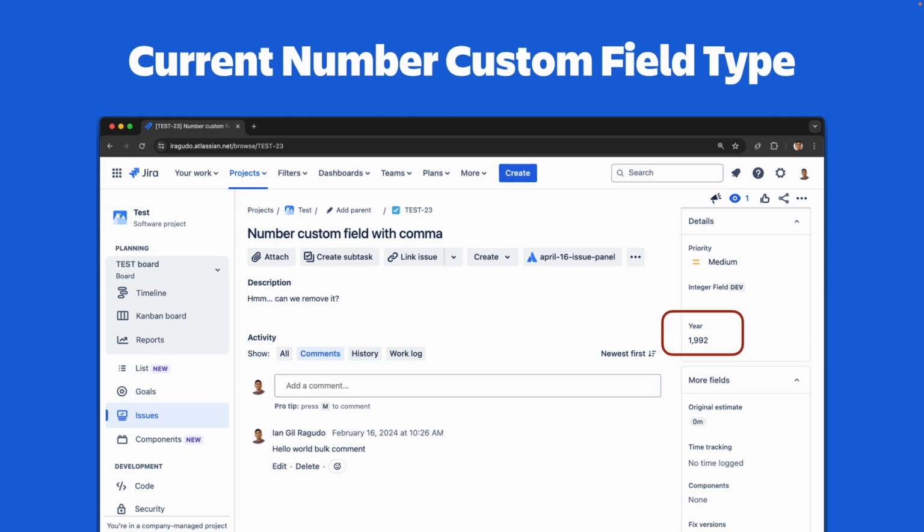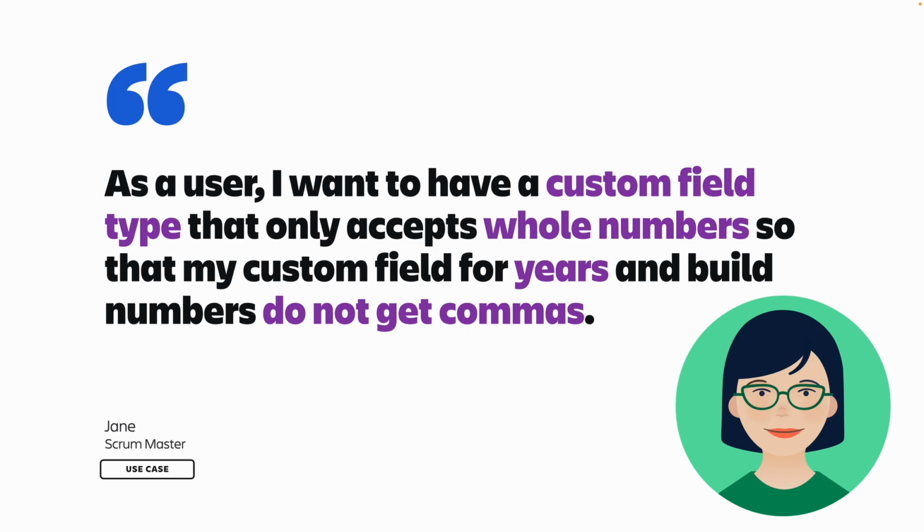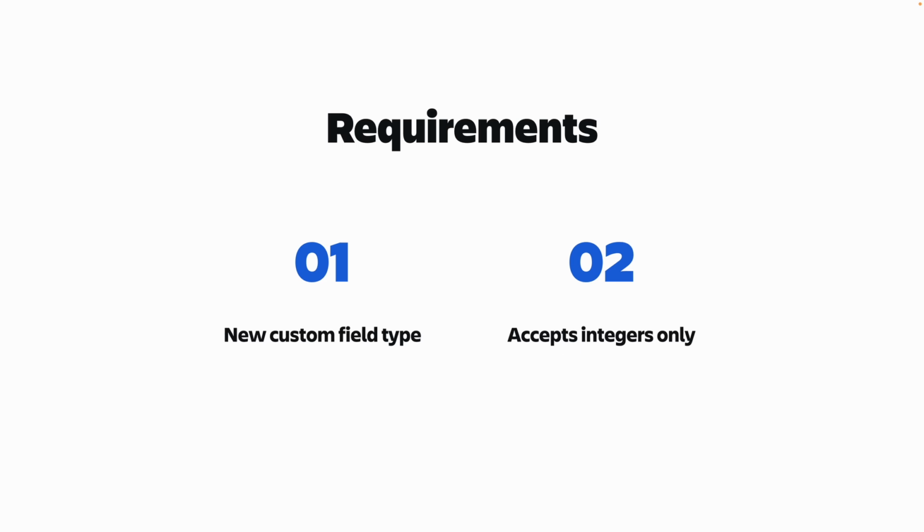When we look at the existing number custom field type, this is how it appears. The Jira admin, she added this custom field titled year, but it doesn't look so hot with a comma showing up. To this, my colleague and fellow developer advocate Ian said, we can do this with Forge. Analyzing Jane's feature request and thinking about the requirements, we know that we need to create a new custom field type, and the field must only accept and display whole numbers or integers. Also, we need to make sure we get rid of those comma separators.